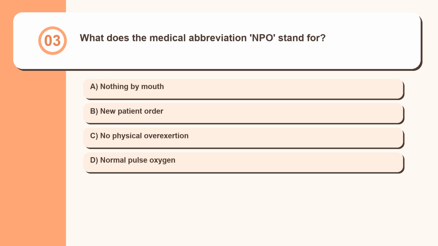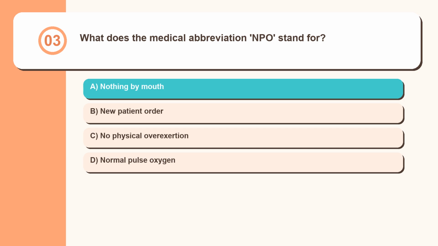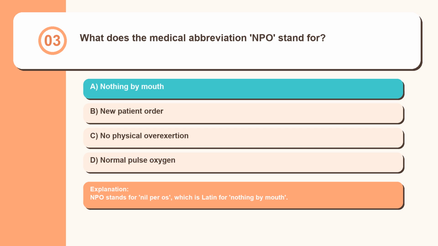Question 3. What does the medical abbreviation NPO stand for? Nothing by mouth. New patient order. No physical overexertion. Normal pulse oxygen. NPO stands for nil per os, which is Latin for nothing by mouth.